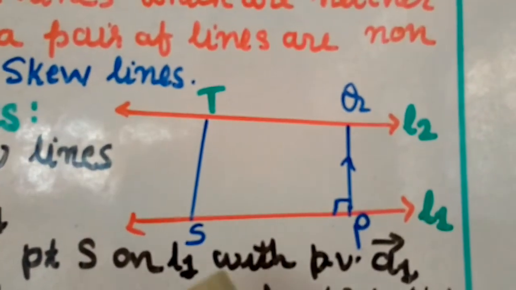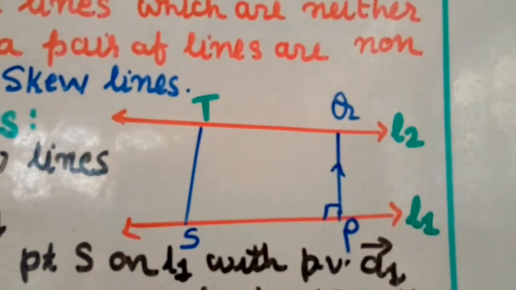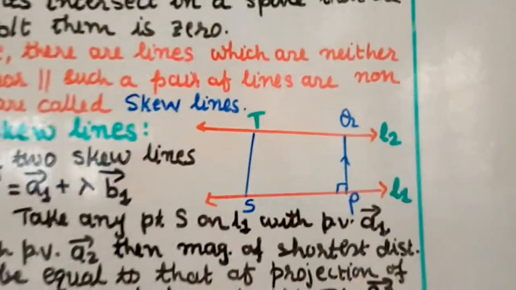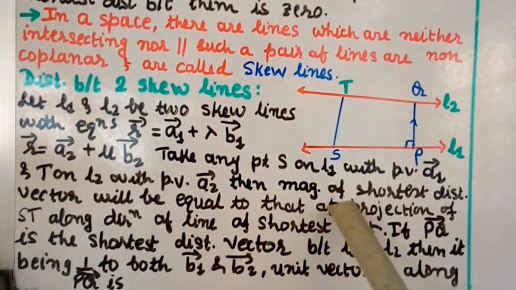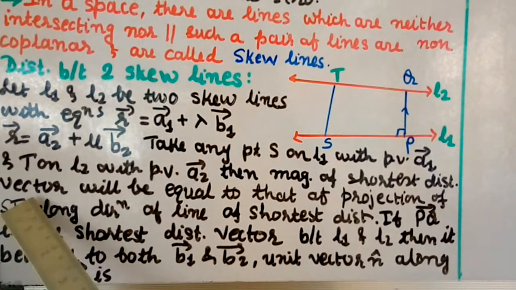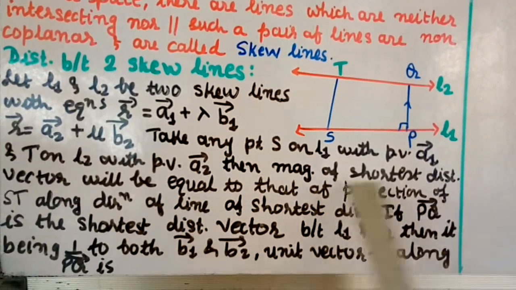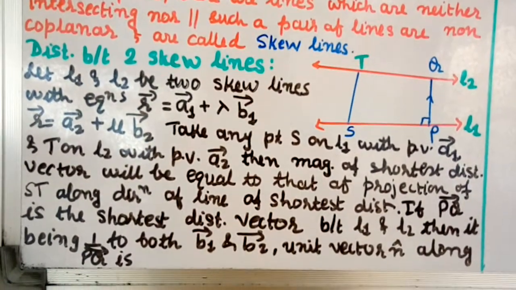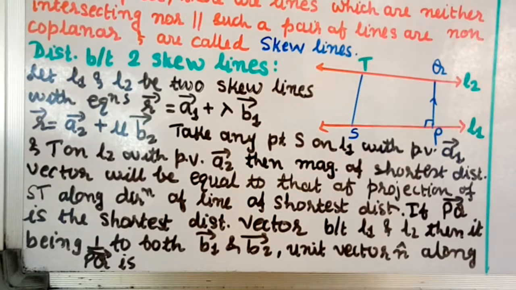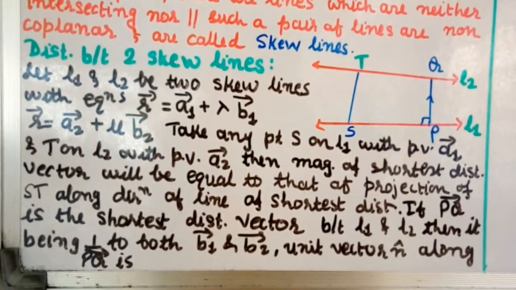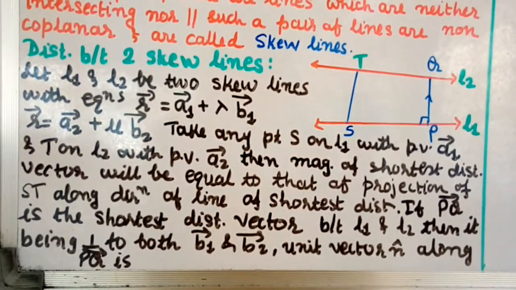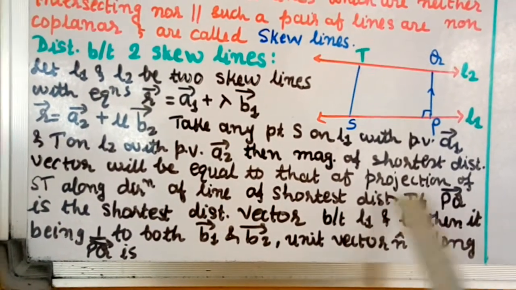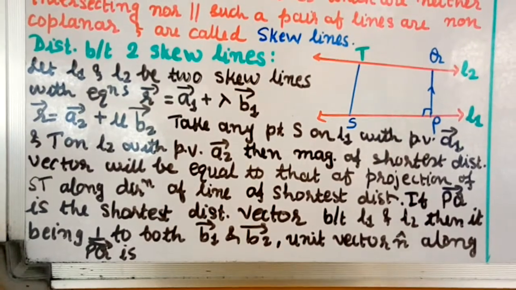Take a point S on L1 with position vector a1 and T on line L2 with position vector a2. Then the magnitude of the shortest distance vector will be equal to that of the projection of ST along the direction of the line of shortest distance. Now we have to find the shortest distance. So the magnitude of the shortest distance will be the projection of ST along the direction of the line of shortest distance. That will be the shortest distance between these two lines.